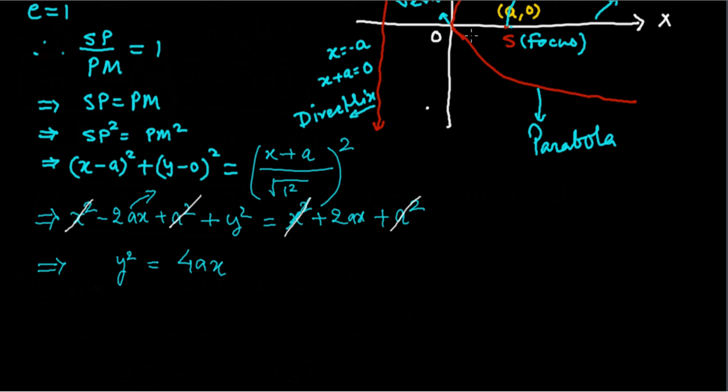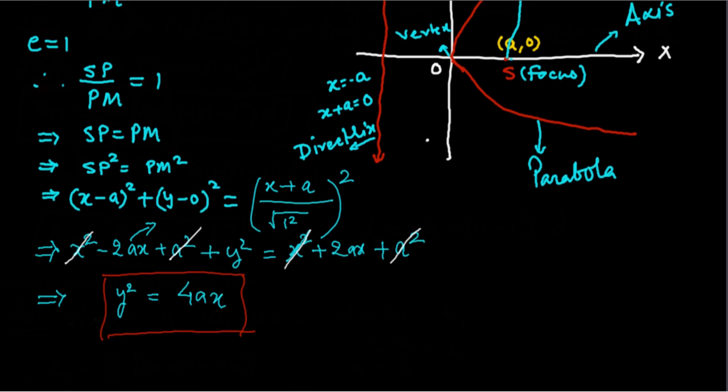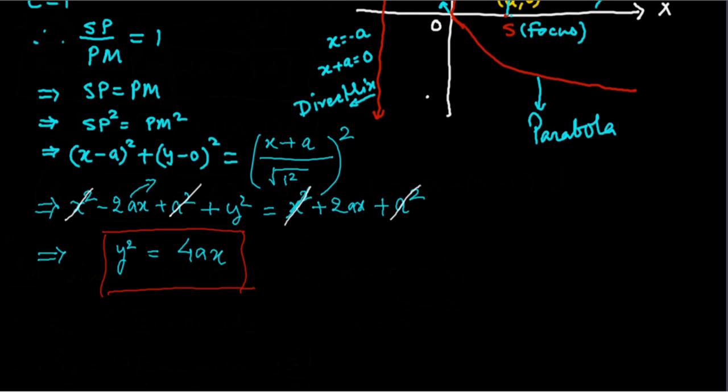This parabola is on the right hand side, so this way we get the equation of a parabola whose focus coordinates are given as a, 0. We can easily find the equation of the parabola. Now there are some other things about the parabola that I will explain to you.